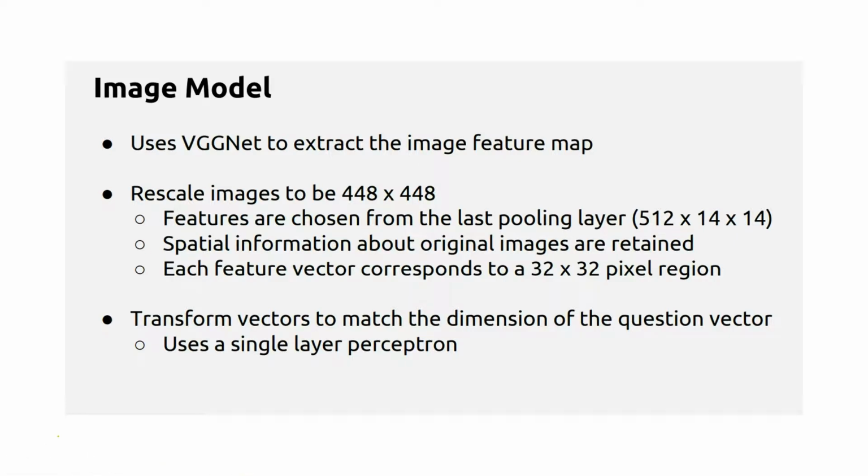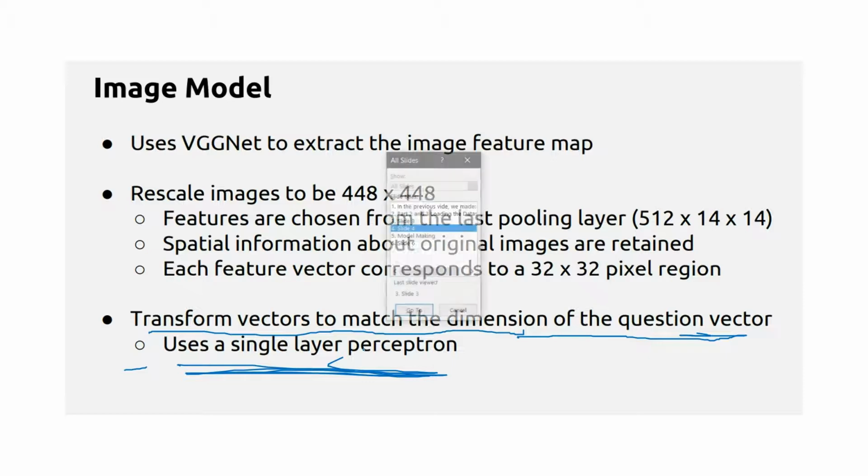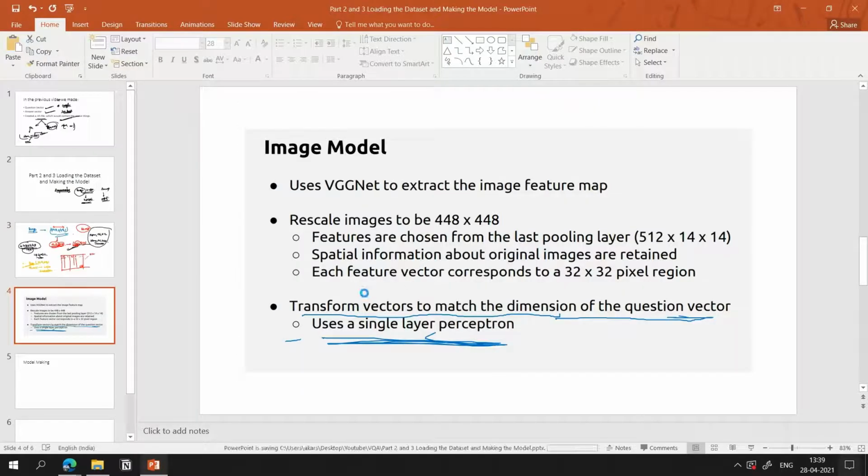Here are the words that they have written: transform the vectors to match the dimension of the question vector. This is the main thing. We need to match the vectors of the images to that of the question vector.